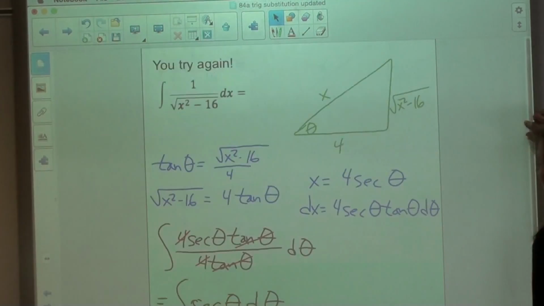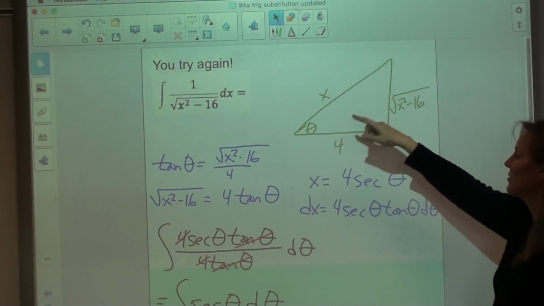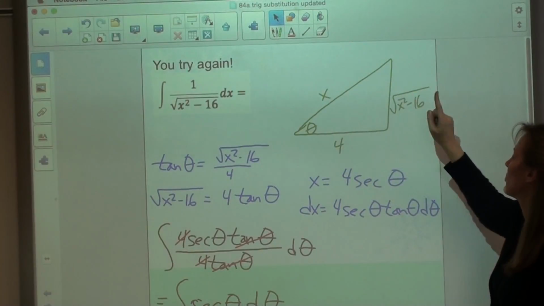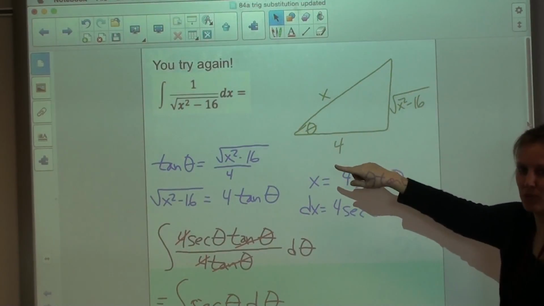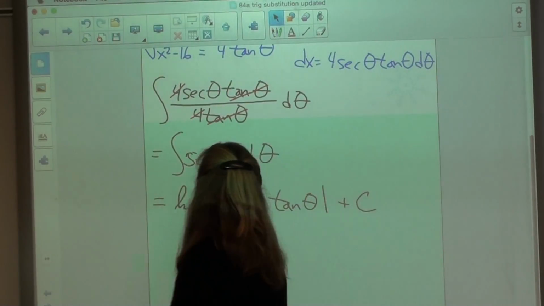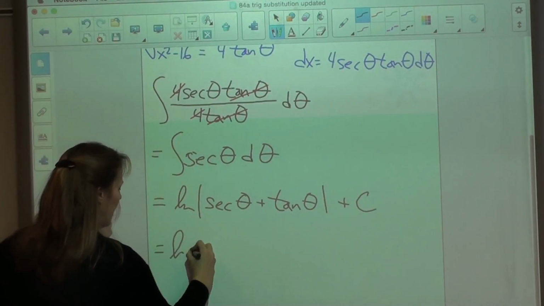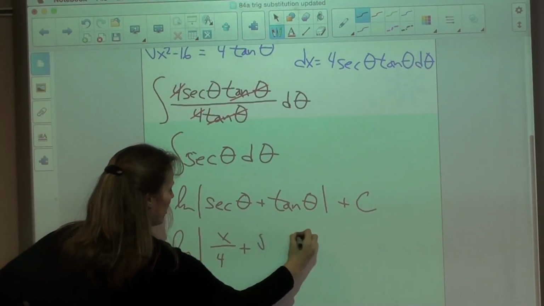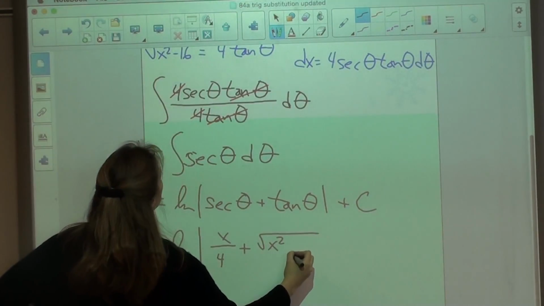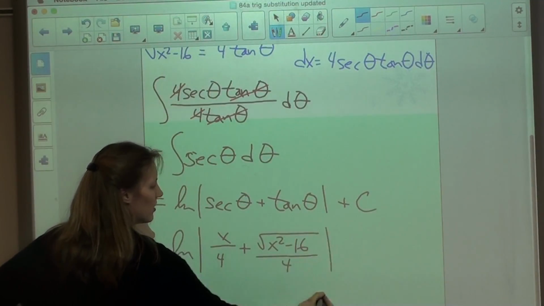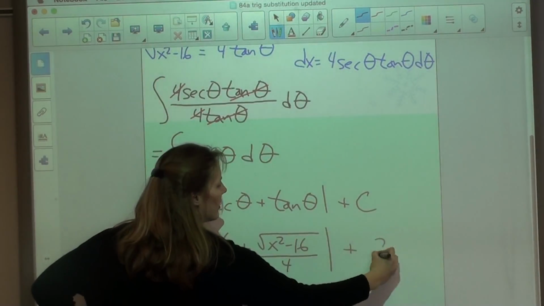Okay, so we need the secant of theta and the tangent of theta. The secant of theta is x over 4, and the tangent of theta would be root x squared minus 16 over 4, right? So you end up with ln absolute value x over 4 plus square root of x squared minus 16. Is that right? Yeah. Okay.